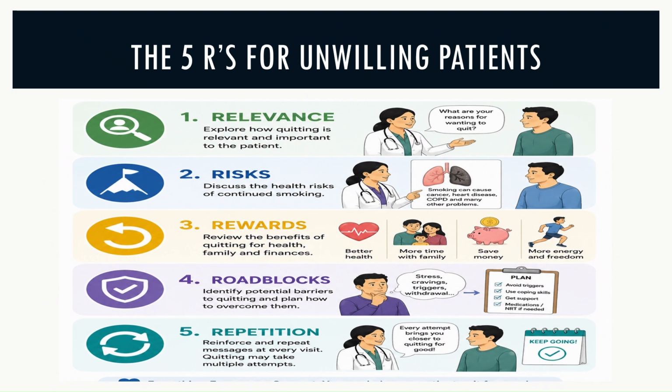5 R's for unwilling patients. For patients who are not ready to quit, the 5 R's approach is used for motivation. Relevance means discussing personal importance of quitting. Risk refers to explaining harmful effects of tobacco. Rewards highlight the benefits of quitting. Roadblocks identify barriers to cessation. Repetition means reinforcing counseling during every visit.